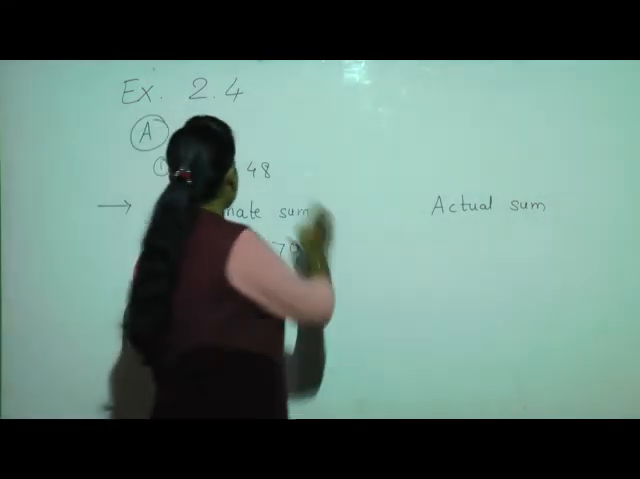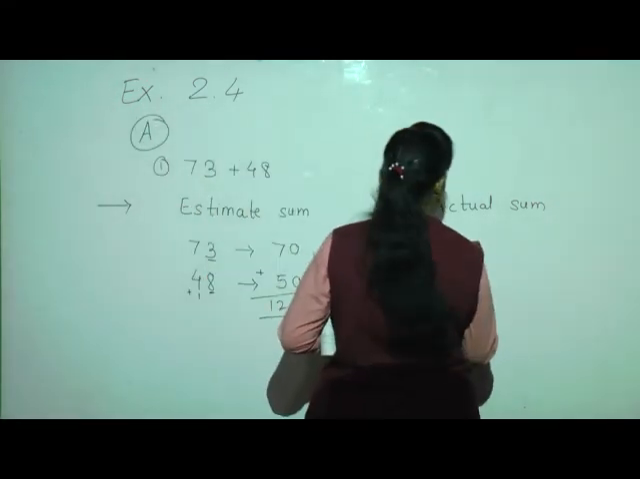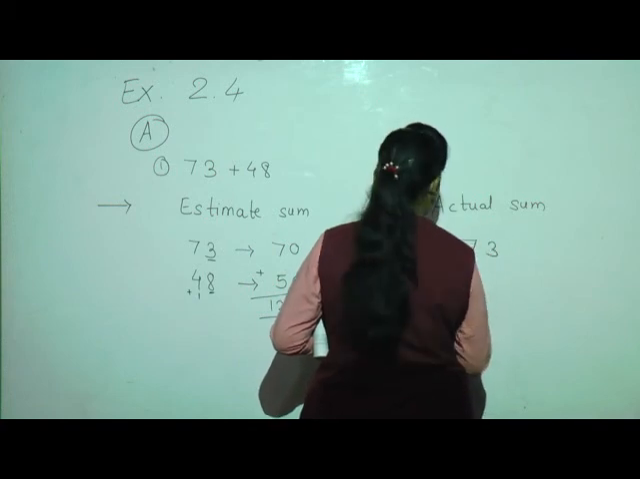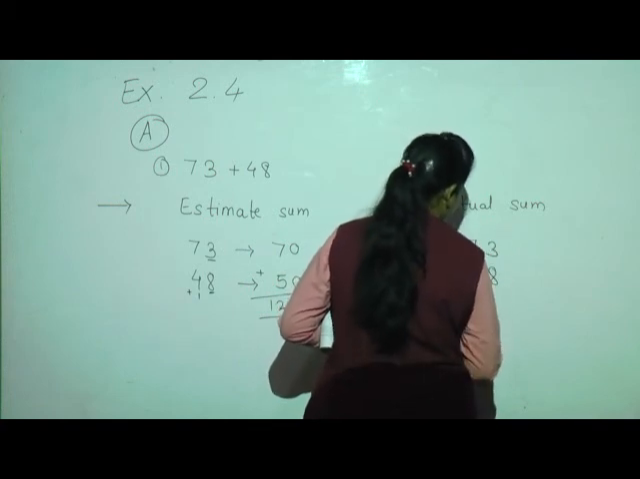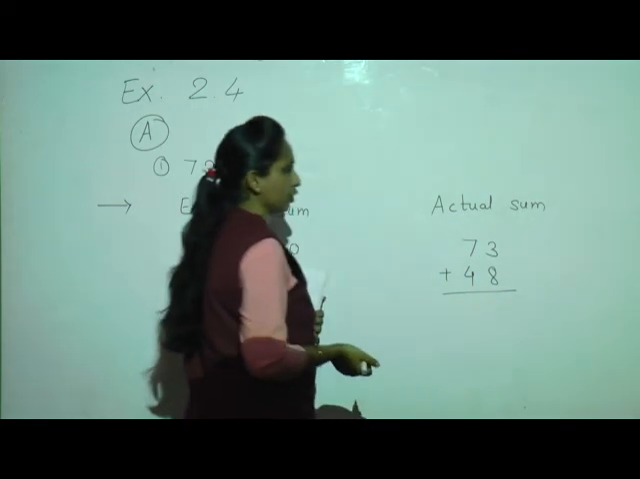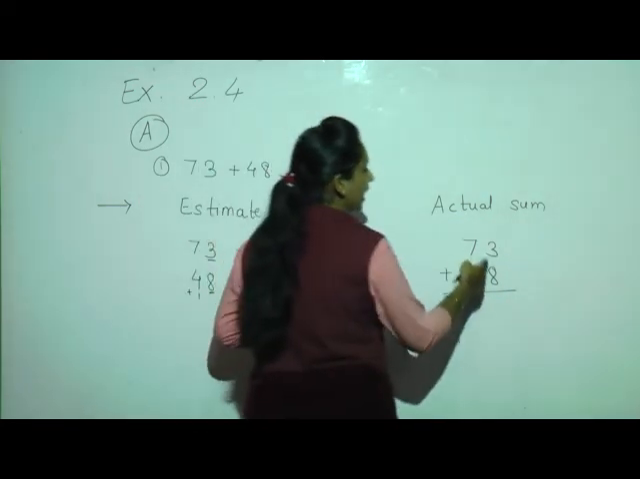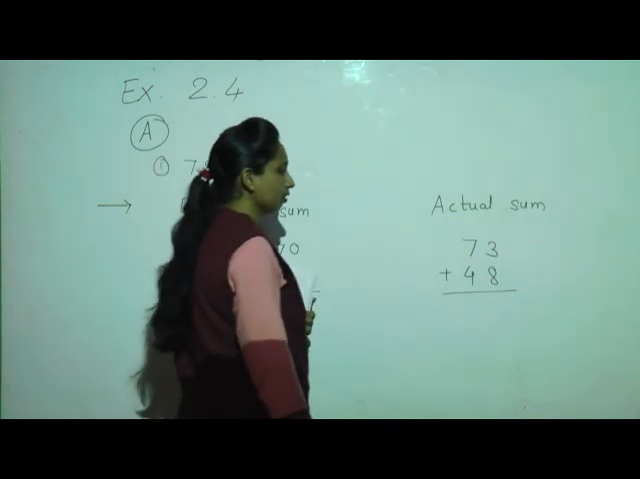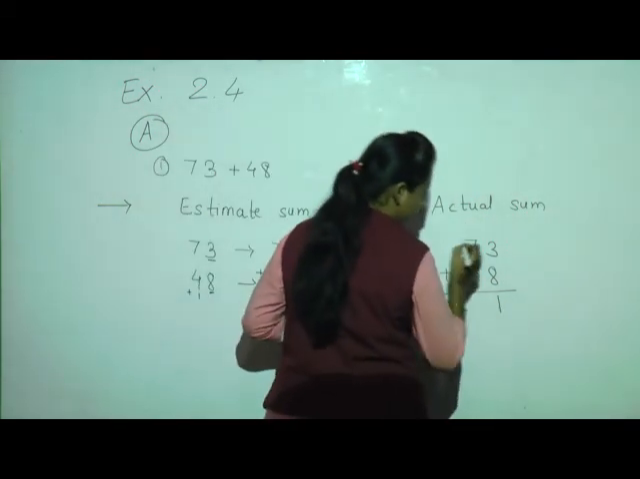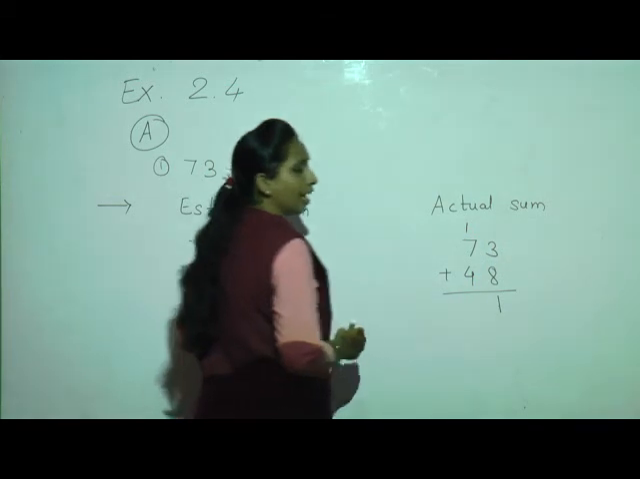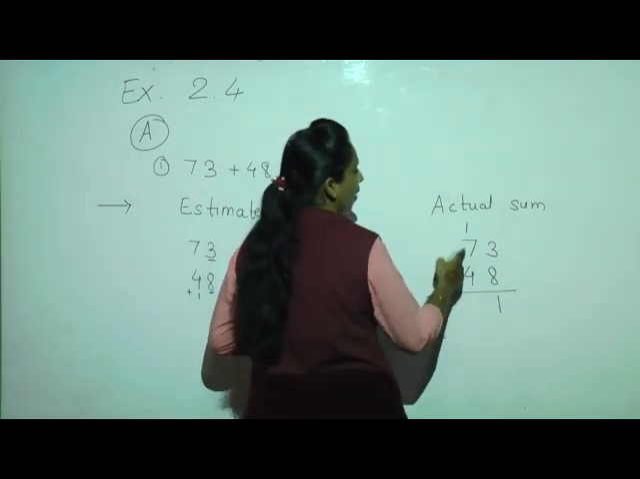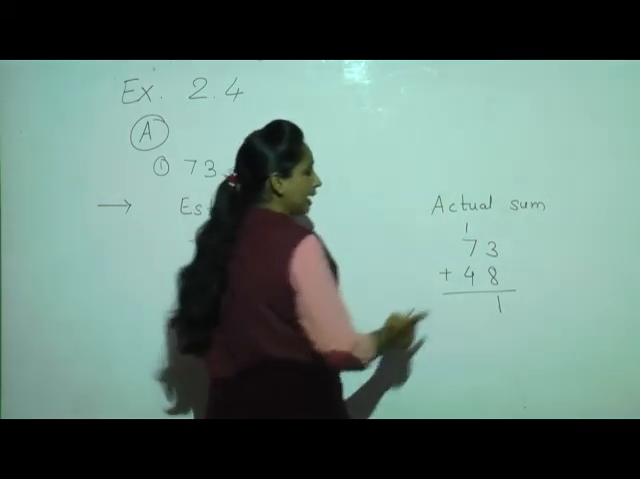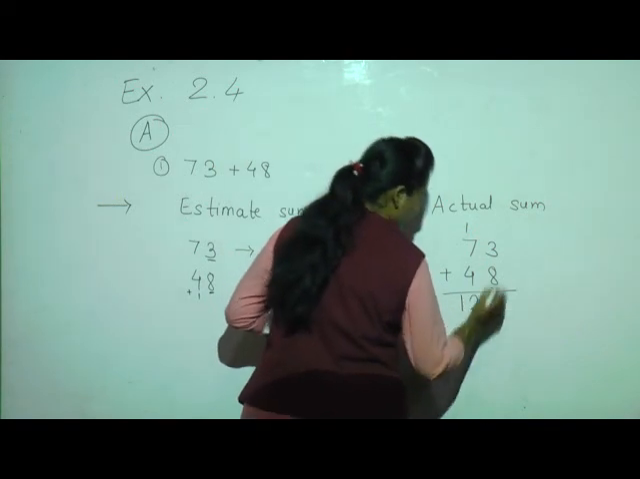Now what is the actual sum? They had given the question. Now we will write 73 plus 48. Now we will do this addition. Actual sum. 8 plus 3. Yes, tell me, students. 11. So write 1 on ones place and 1 carry to tens place. 1 plus 7 is 8. 8 plus 4 is 12.